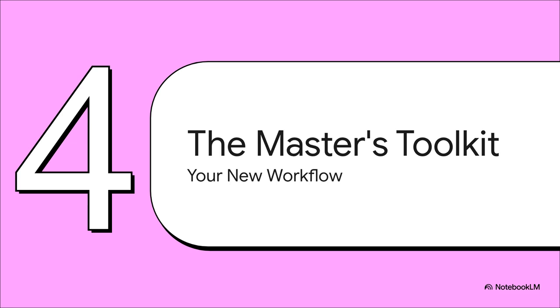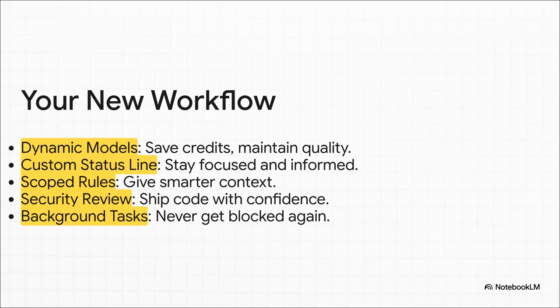So let's just recap for a second. We haven't just learned 5 separate little tips here. What we've actually done is outline a completely new kind of superpowered workflow from start to finish. It all starts with using dynamic models to save credits without losing quality. Then you use that custom status line to stay focused and informed. You give Claude smarter, scoped rules to get better results. You ship secure code with total confidence using the automated security review. And then you tie it all together with background tasks for a completely seamless, uninterrupted workflow.